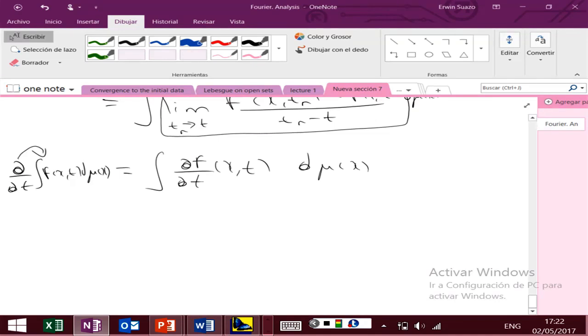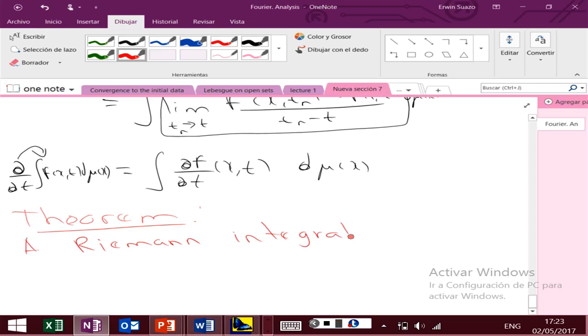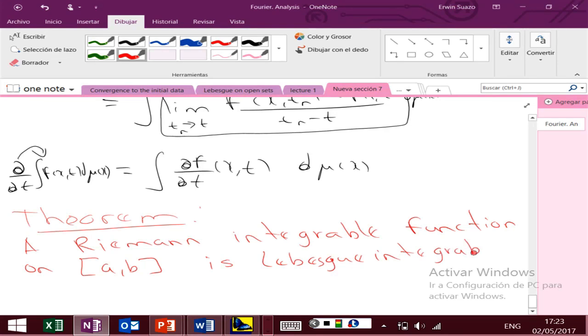Okay, so this is the theorem. A Riemann integrable function on the interval [a, b] is Lebesgue integrable, and the integrals are equal.